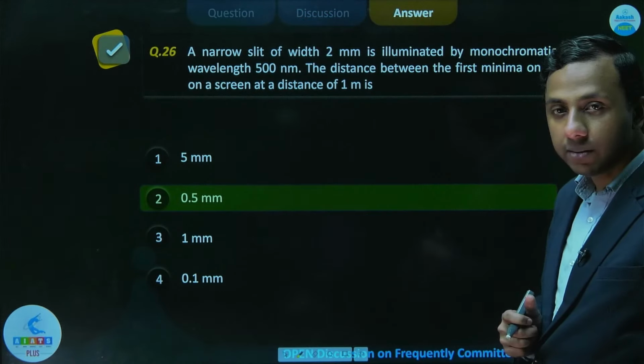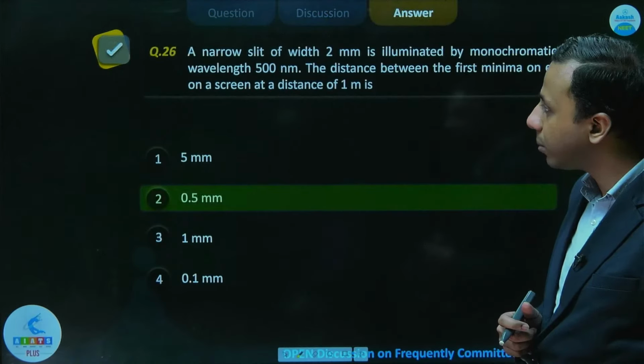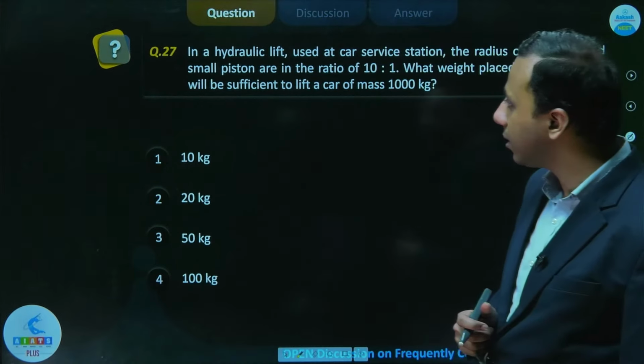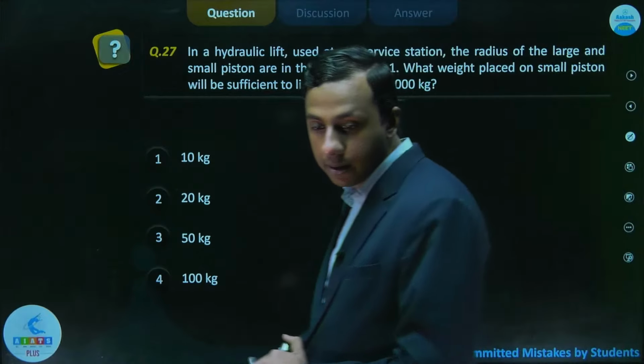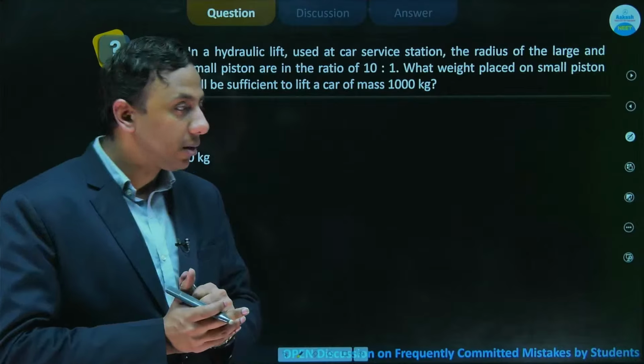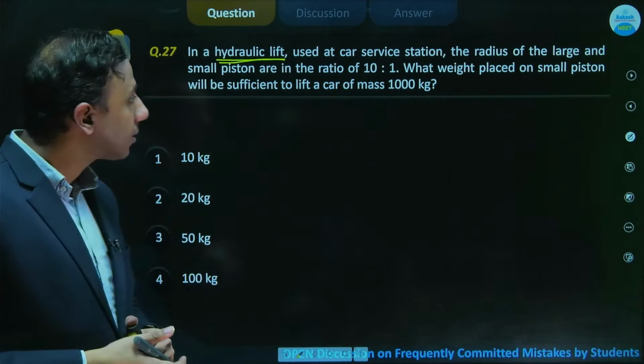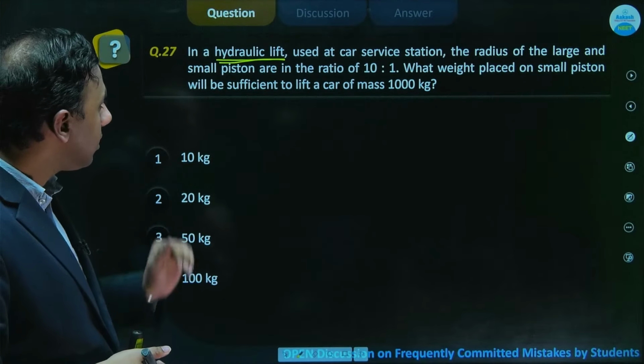ऑलराइट, so I hope you guys got this question. So 0.5 millimeter is our answer, right. Let's move to question number 27 now. ठीक है. ये देखिए question 27 देखिए. A simple question based on your fluid chapter, है ना, based on your hydraulic lift topic. देखिए क्या कह रही है.